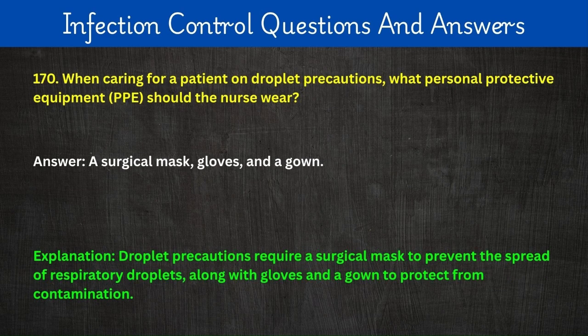170. When caring for a patient on droplet precautions, what personal protective equipment, PPE, should the nurse wear? Answer: a surgical mask, gloves, and a gown.